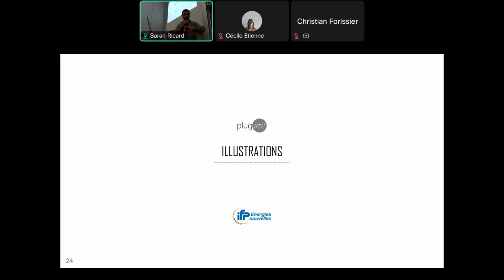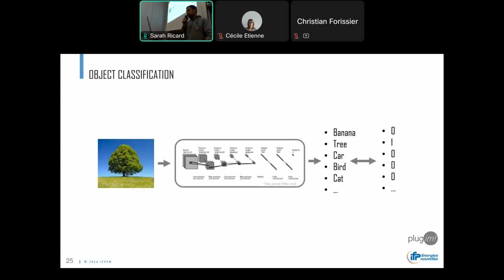So now, in this part, I will provide you some practical illustrations of using deep learning to solve some complex problems, in the case of applications from IFPEN. So in the first part, I will provide you some examples concerning what I call object classification.